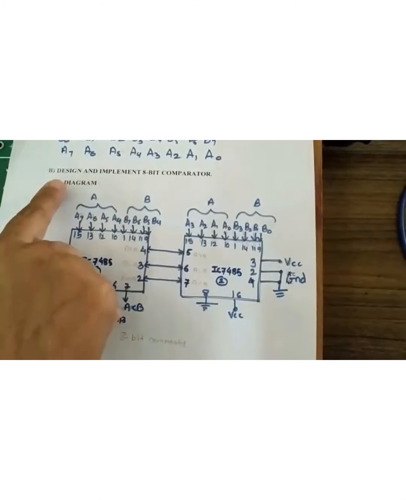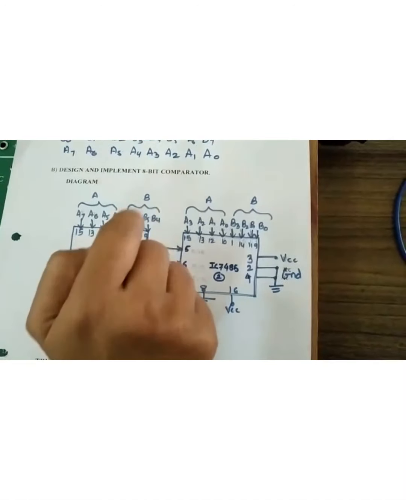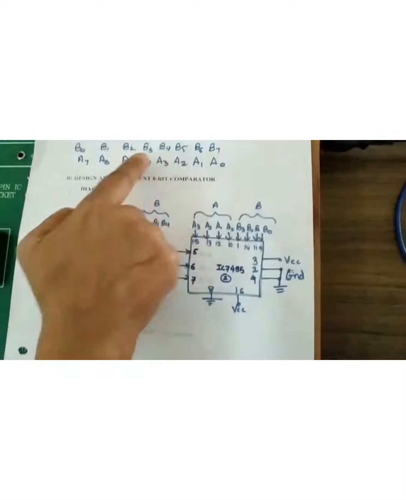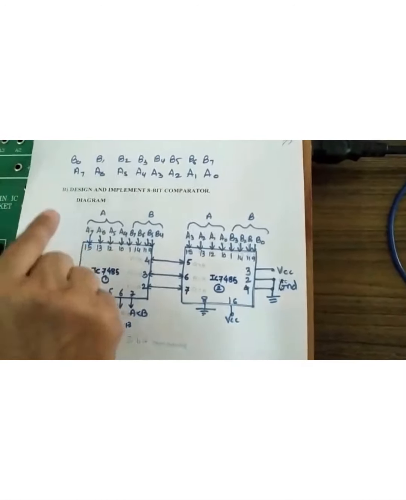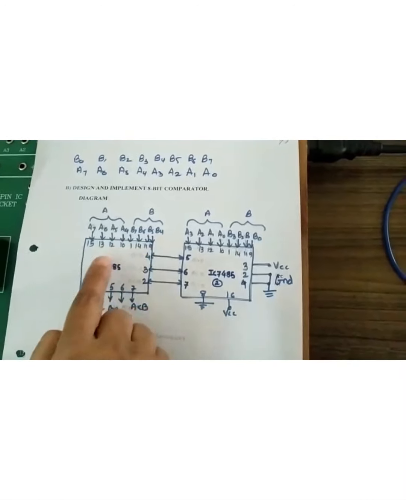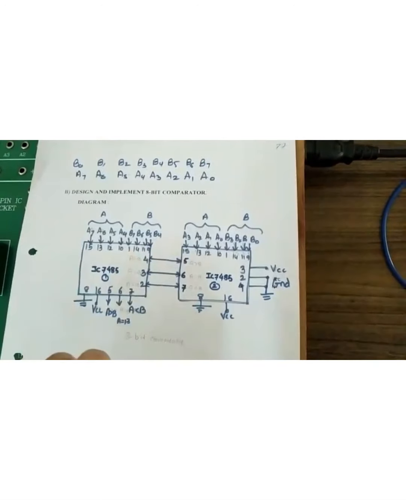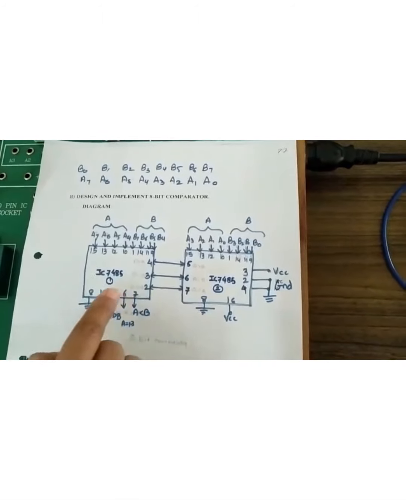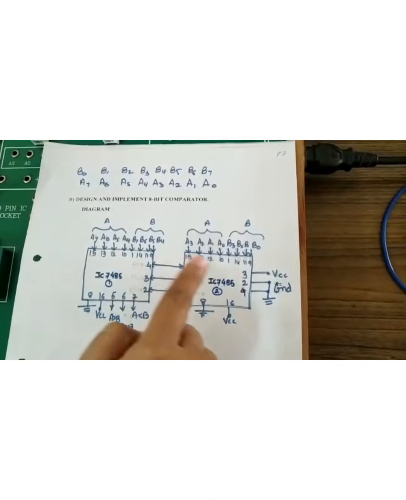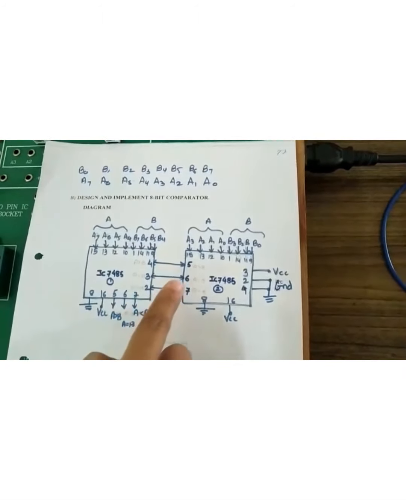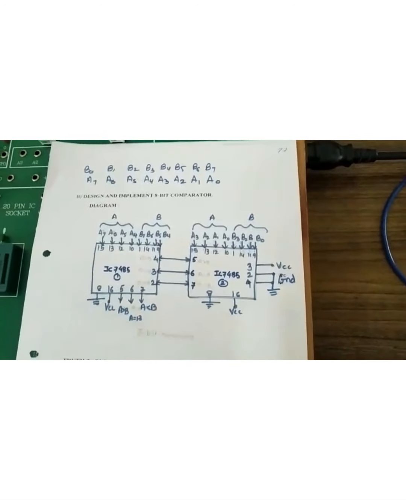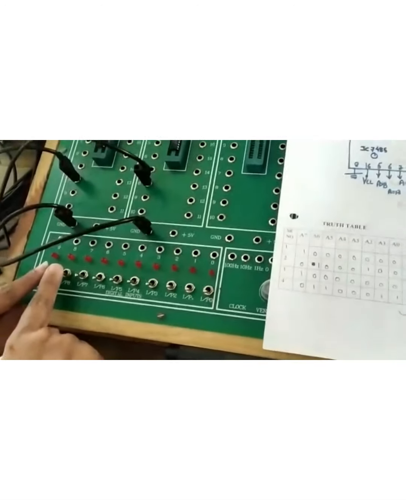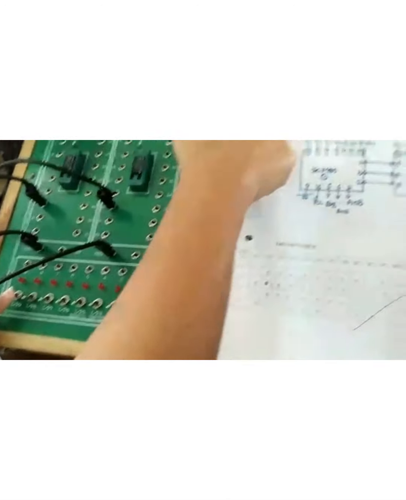The next part is to design and implement an 8-bit comparator. An 8-bit comparator means 8 inputs for A and 8 inputs for B, so in total we get 16. That's why we are connecting two comparator ICs, because one comparator IC has only 8 inputs, but here we require 16 inputs. So we are using the cascade inputs here. In our kit there are only 0 to 9, that is 10 inputs, but we require 16 inputs.